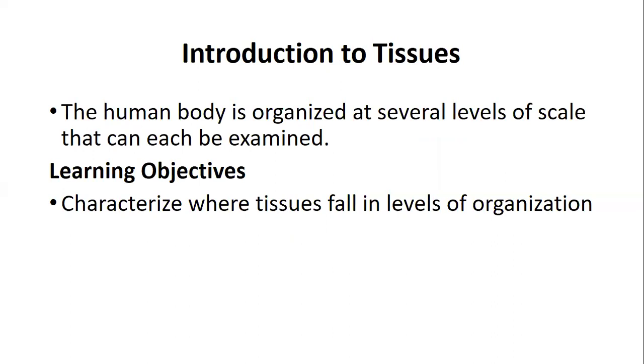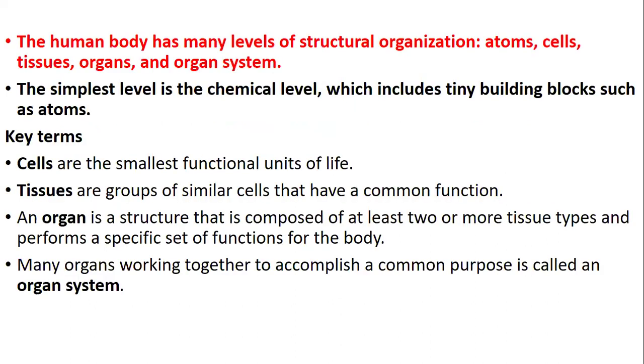The human body is organized at several levels of scale that can be examined, from the cellular level up to the organismal level. The human body has many levels of structural organization, which include atoms, cells, tissues, organs, and organ systems. Then we have an organism, a complete organism at the end of the day. The simplest level is the chemical level, which includes tiny blocks such as the atoms.